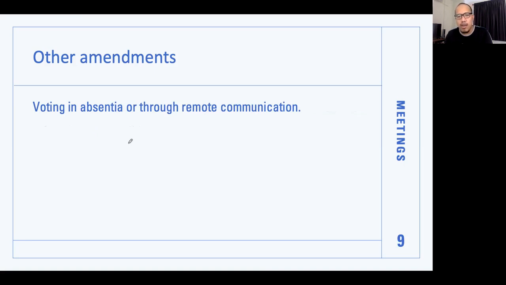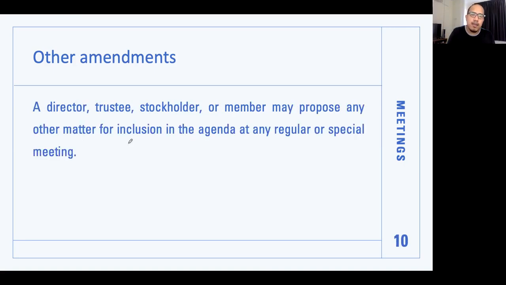So that is where you do it, in absentia. With remote communication, you are present there. There is technology installed so that they can see you and you can see them. That is remote communication. A director, trustee, stockholder, or member may propose any other matter for inclusion in the agenda at any regular or special meeting.